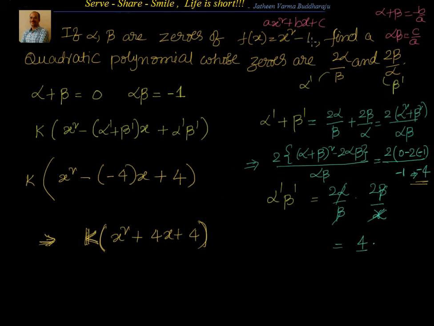So what we did is, we know the polynomial. Based on that we found alpha plus beta and alpha beta. Then we found what are the zeros of the polynomial which we have to find out. So we found what is alpha dash plus beta dash and alpha dash beta dash. Then we have substituted in the formula.